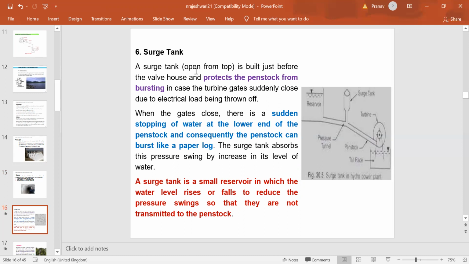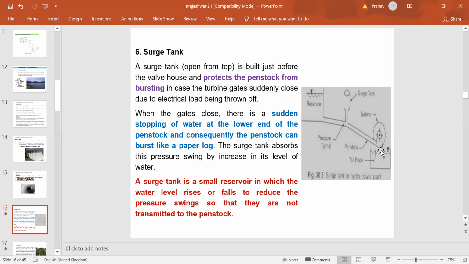The surge tank, open from the top, is built just before the valve house and protects the penstock from bursting in case the turbine gates suddenly close due to electric load being thrown off. If the supply is closed or off, the turbine gates will close. In that condition, the water flowing through the penstock will suddenly stop, and the huge amount of water in the penstock will burst it.